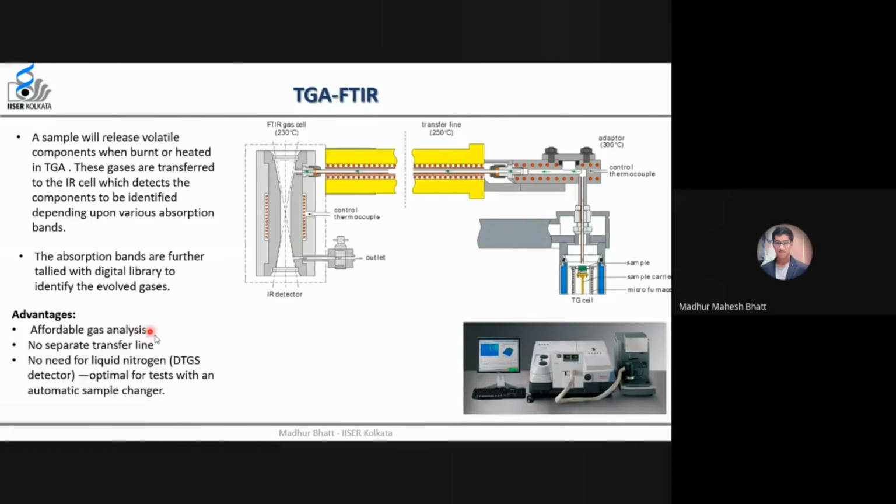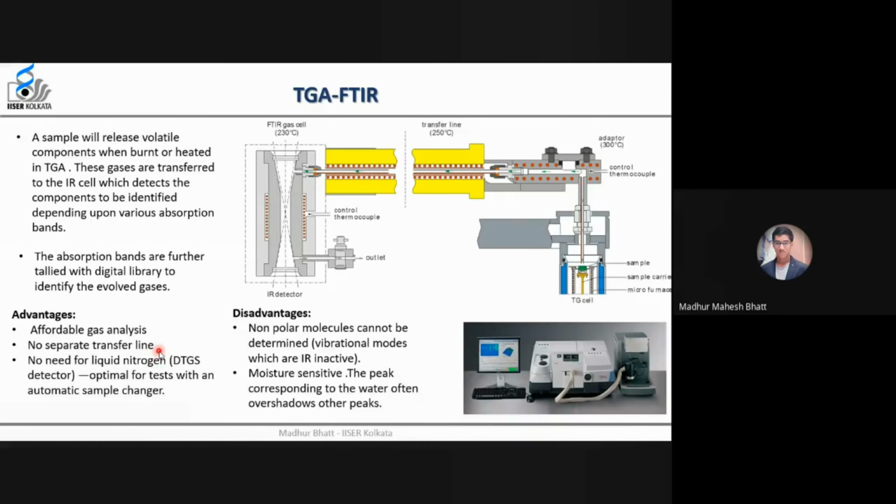So what are the advantages of this? It's affordable, there is no separate transfer line required, and there is no need of liquid nitrogen. Disadvantages are that non-polar molecules cannot be determined, and it is moisture sensitive. We learned more about FTIR from Debosmita's slide. I won't go into much detail about what FTIR is.